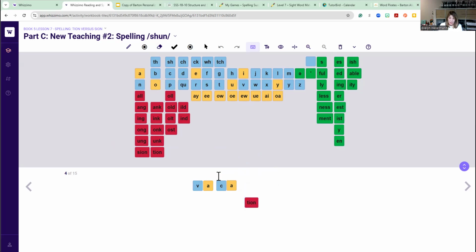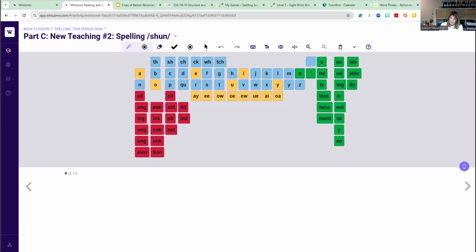Let's look at the reasons why for this one. If we had forgotten and we put the SION, because this A vibrates, again, vibrating goes with vibrating. So because this A vibrates, this would cause this word to say vacation, vacation. And you don't want that, okay?